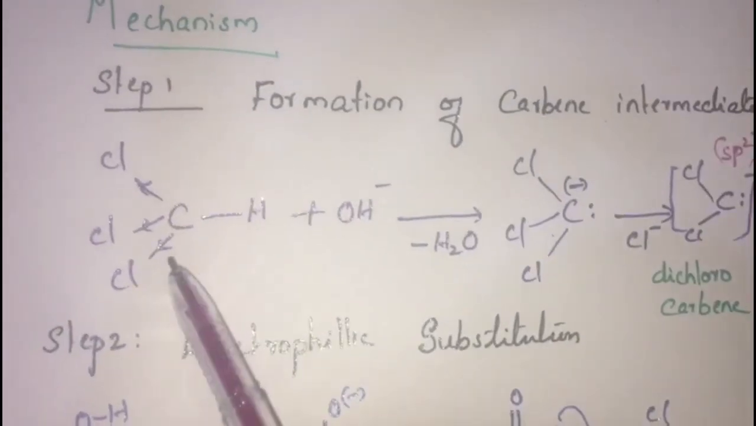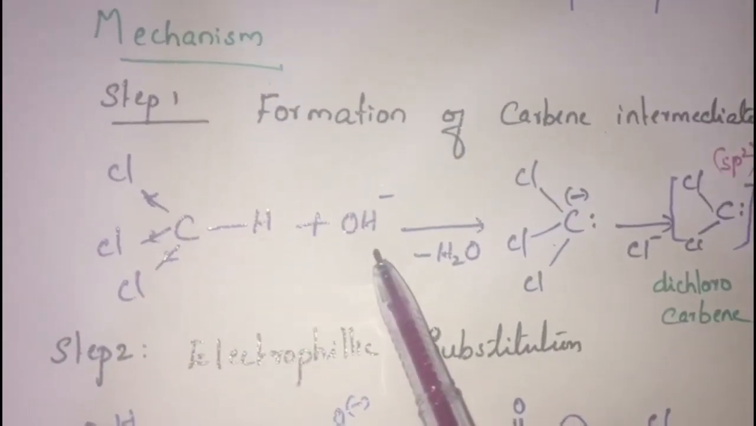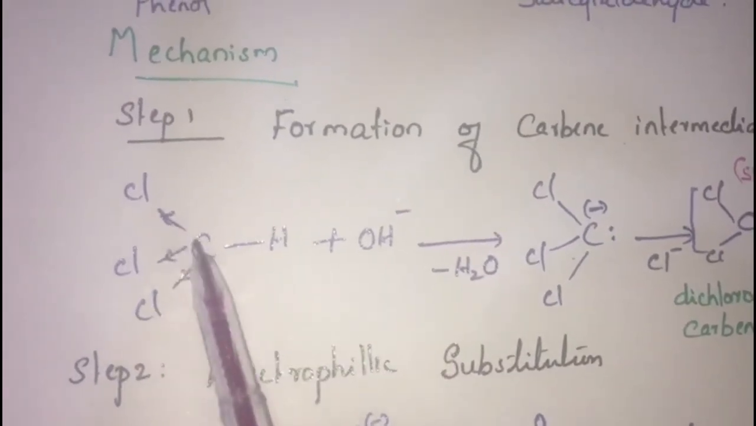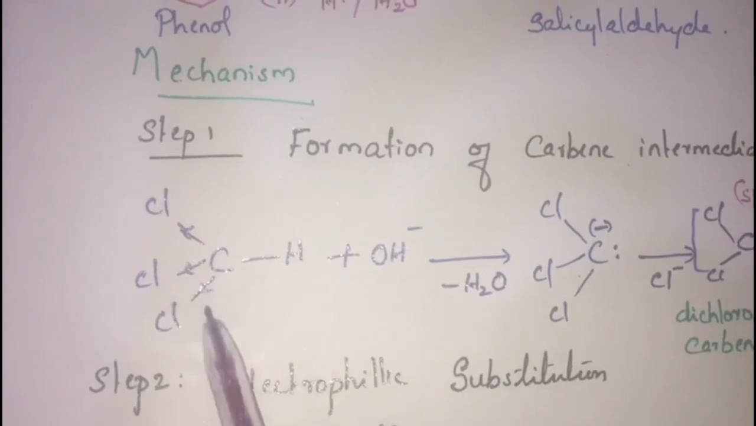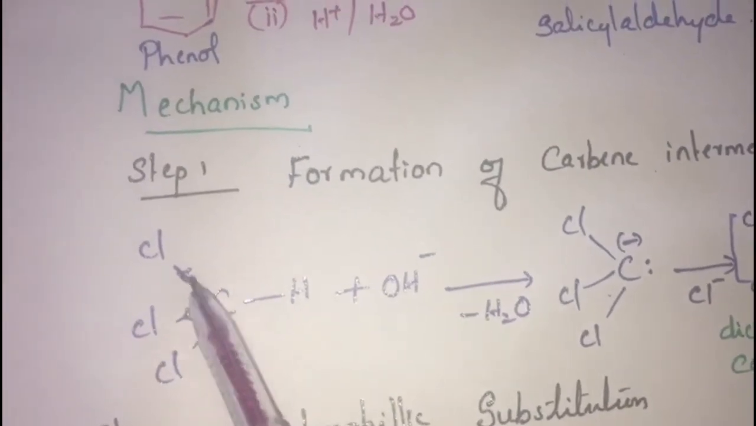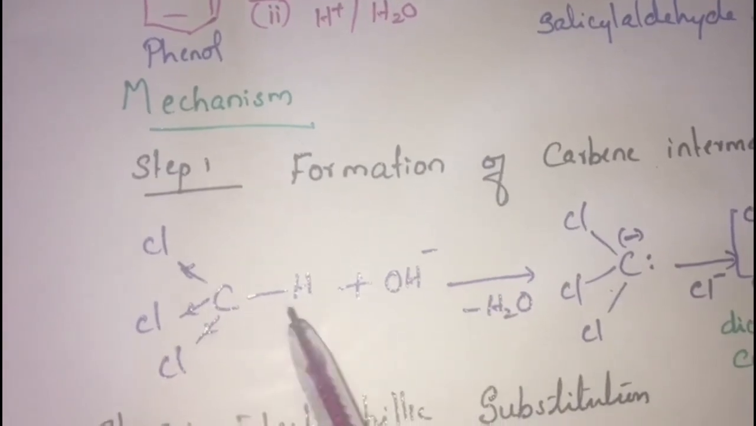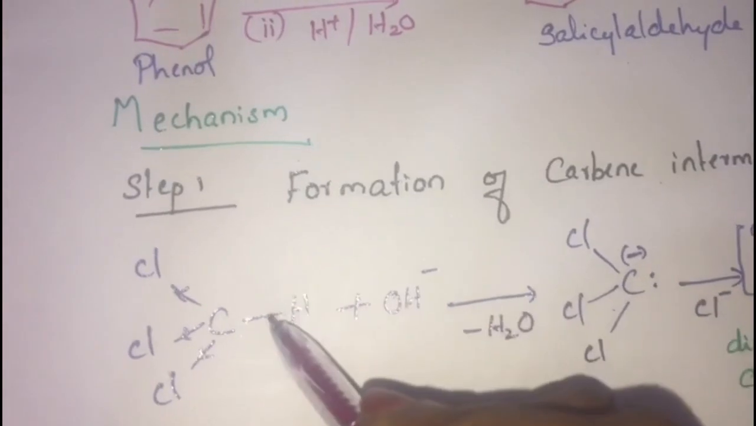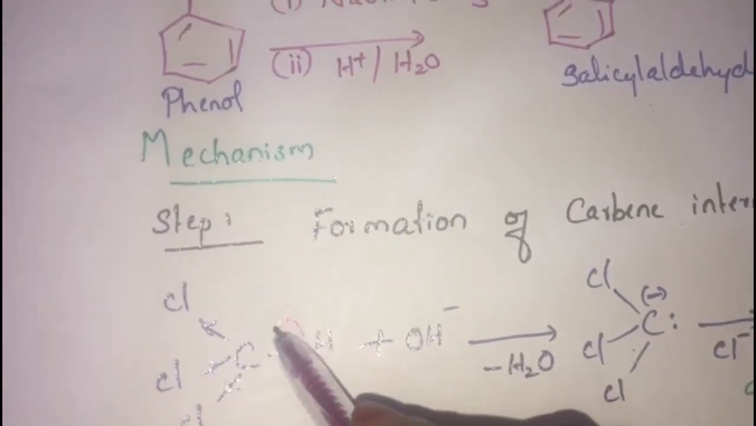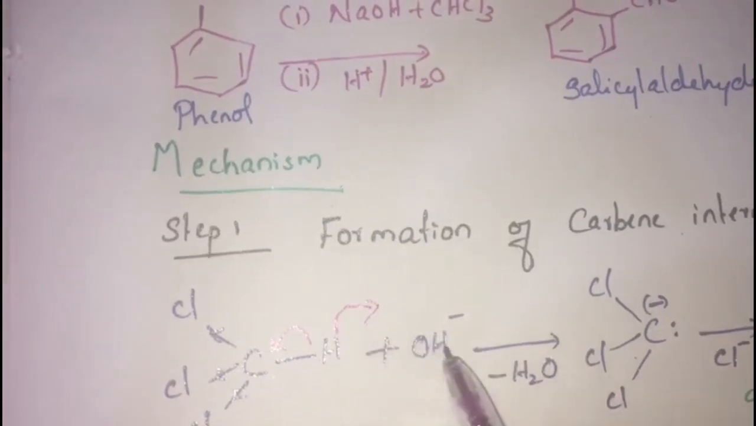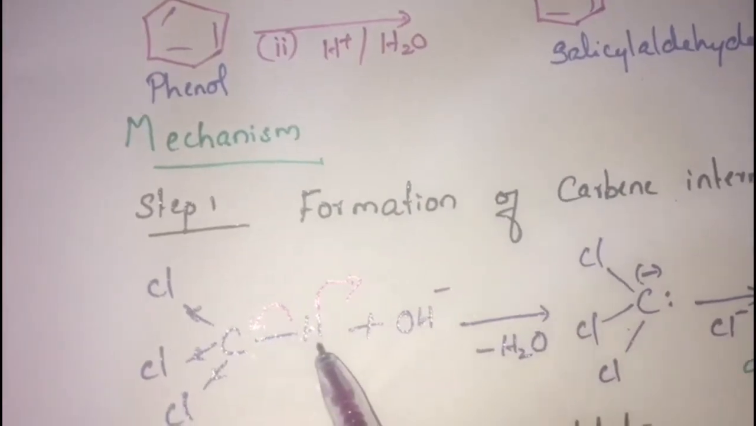So in the first step, chloroform reacts with sodium hydroxide. This sodium hydroxide will give OH minus, and here I have written CHCl3. We all know chlorine is more electronegative, so it has a tendency to withdraw electrons from this carbon atom and this hydrogen will be getting acidic character. So this H will give its electrons to this carbon and will be lost as H plus ion, and this OH minus will absorb this H plus.